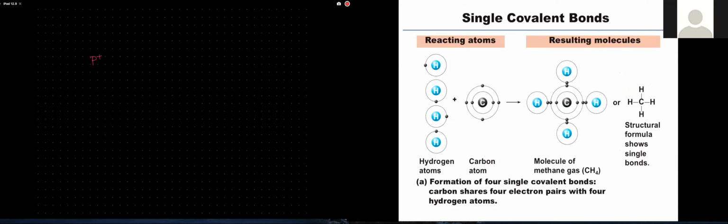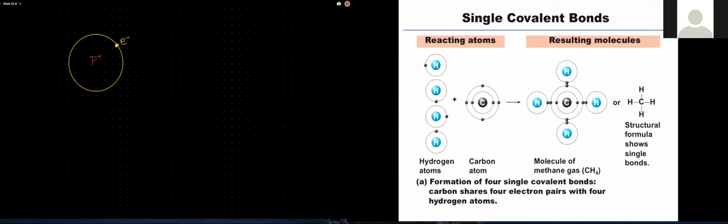and this proton is going to be surrounded by one electron. So am I positive, negative, or neutral? I have one positive, one negative. Am I positive, negative, or neutral? I am neutral.